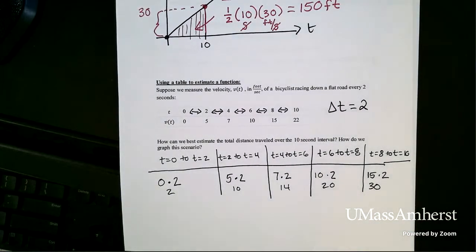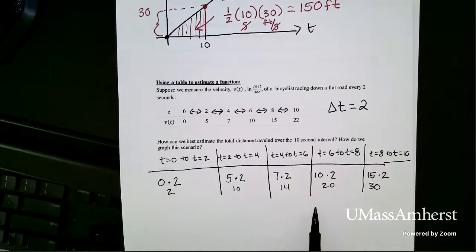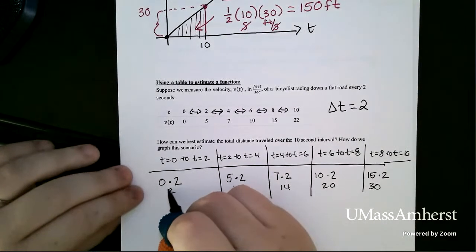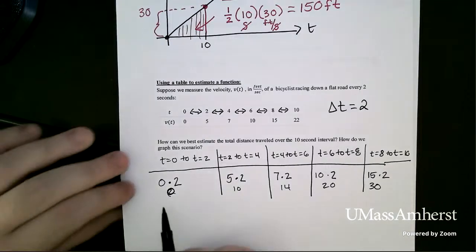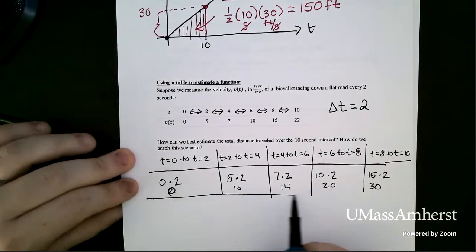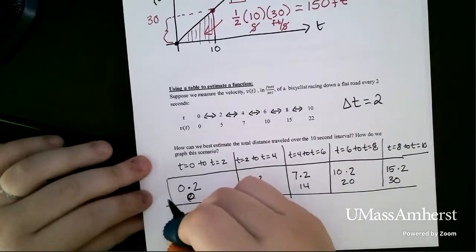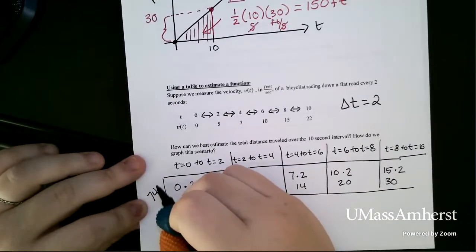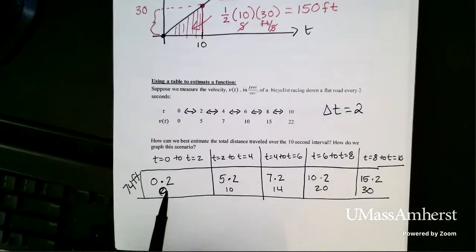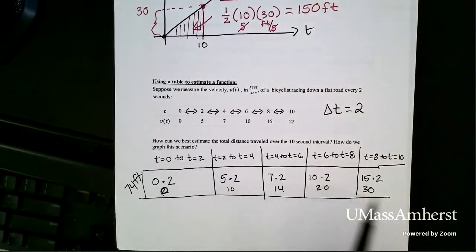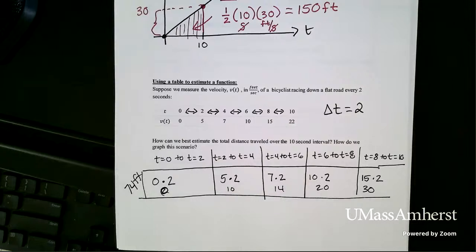If I were to add these all up, 74, 76. Oh no, this is 0, you guys. 0 times 2 is 0. So that's going to give me 74, right? If I add all of these up, I'm going to get 74 feet, okay? And so I found my approximation for each 2-second interval.